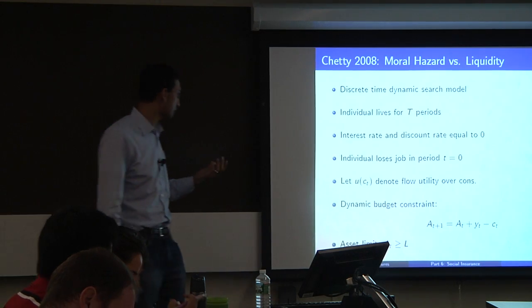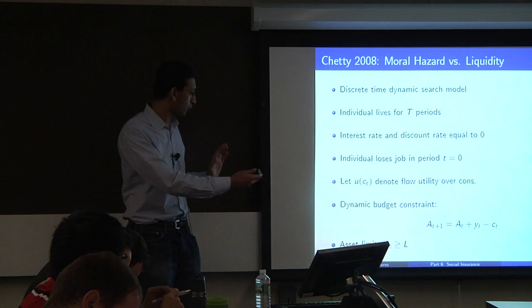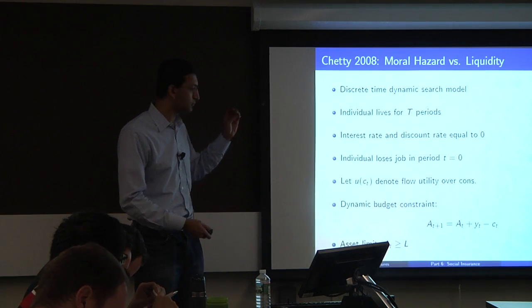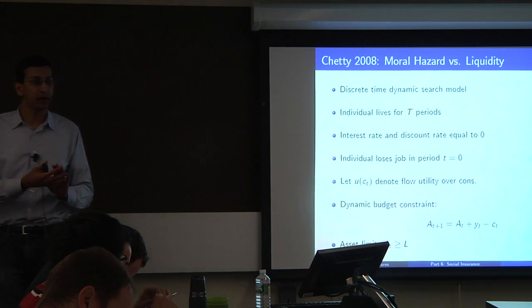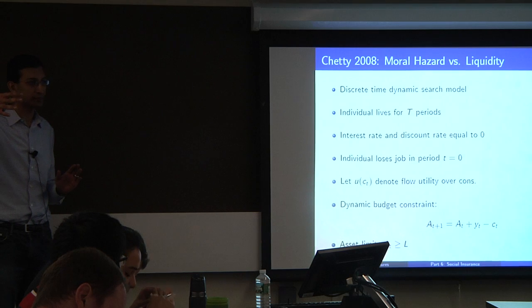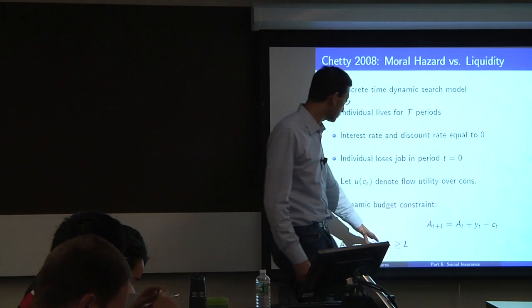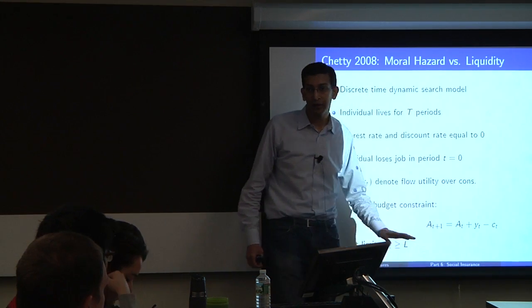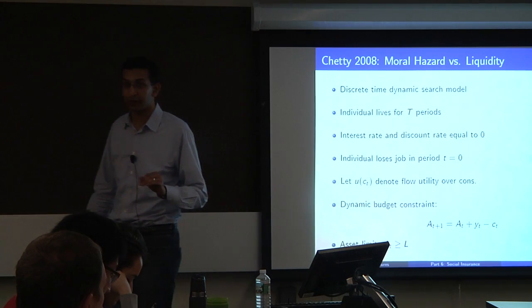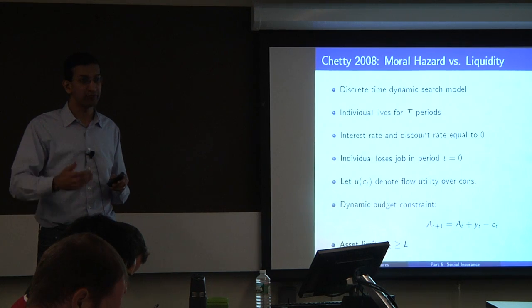And then there's what in an infinite horizon model would be called a transversality condition, something that closes the model, which says you cannot simply run up debt and die in debt. The way we're going to impose that here is period by period, actually, we're going to allow for a borrowing constraint. So A_T has to be greater than or equal to some level L.